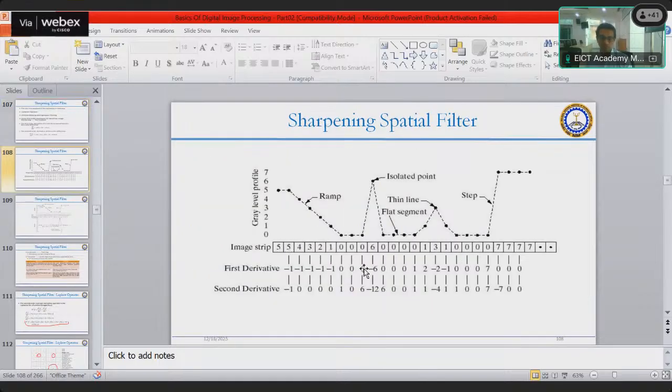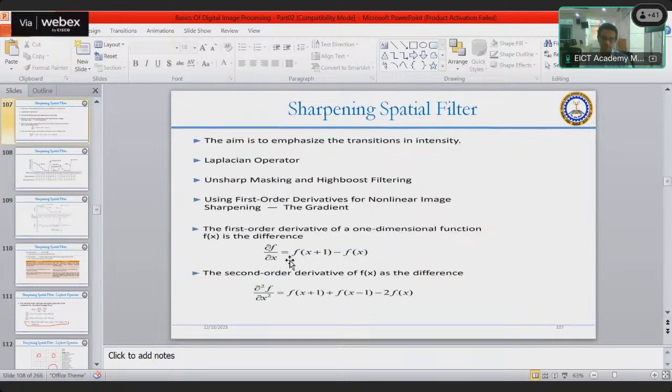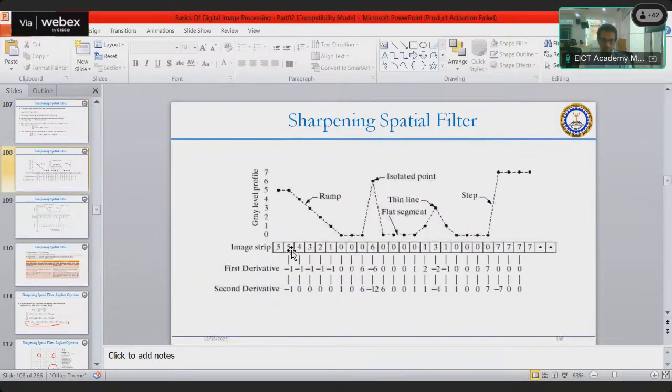So this image strip is given. How are we finding it out? Basically, your first derivative, see what is this formula? It is f(x plus 1) minus f(x). As we move towards the right, your x will increase. So here, see the first element, it is 0. The second element, 4 minus 5, it is minus 1. 3 minus 4, this is minus 1. So these values are there.